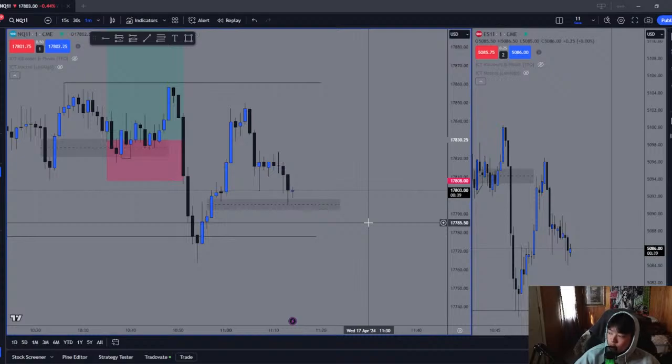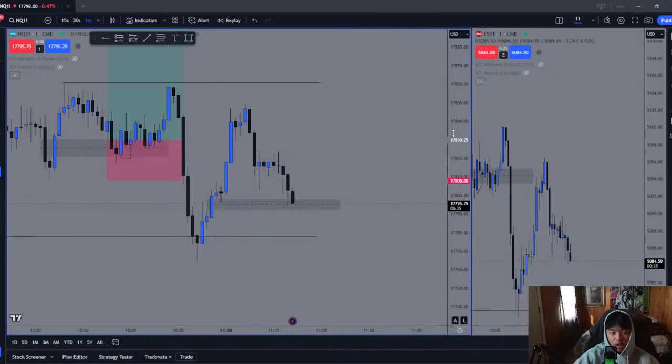Is Tradeaway global? I'm from the UK. I'm not sure if you can use it. I'm pretty sure you can use Tradeaway in the UK for sure. I'm sure that's possible.